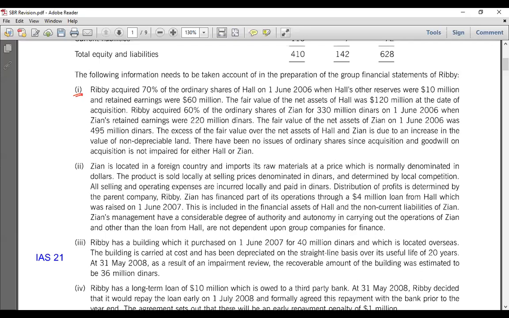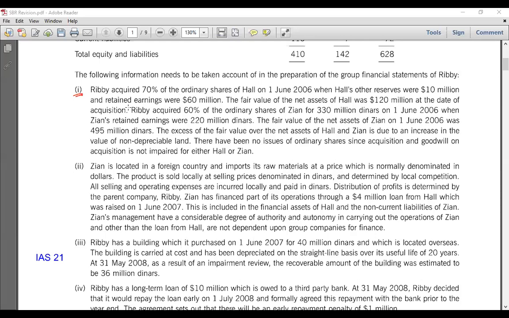Bongani is saying, so in SBR, we will never be asked to prepare a consolidated balance sheet. Yes, Bongani, ideally we should not be asked to prepare a balance sheet. We can be asked to prepare an extract of the balance sheet, or an extract of the workings, showing how we calculated the goodwill or how we calculated the exchange gain or loss.